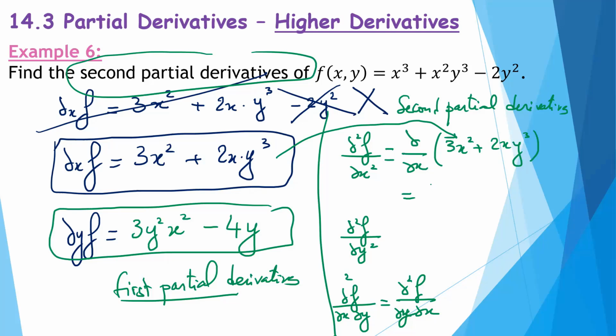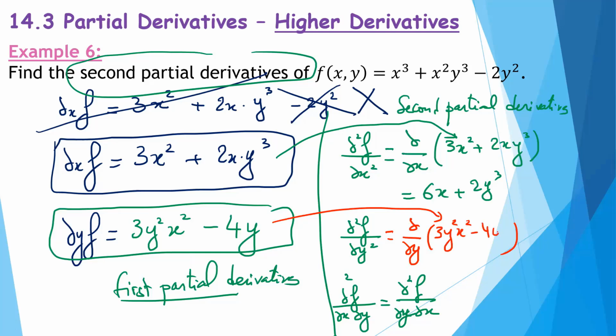What is this derivative? 6x plus 2y cubed. Okay, good. So we derive with respect to x dxf. The second one, d2f 2 times with respect to y. So here we need d/dy of dyf. What will it give us? It will be 6yx squared minus 4.